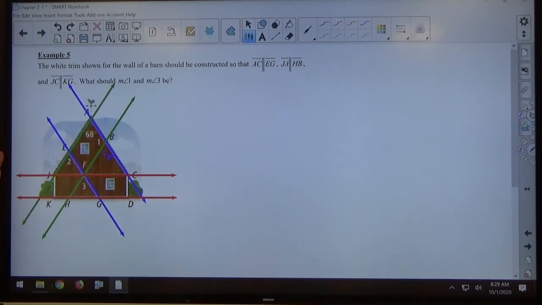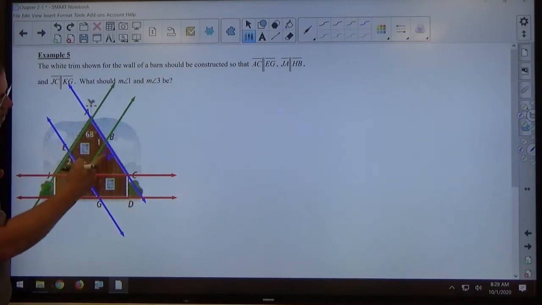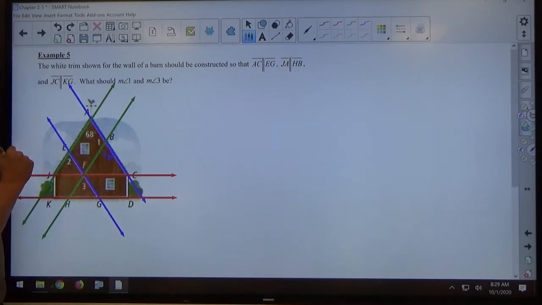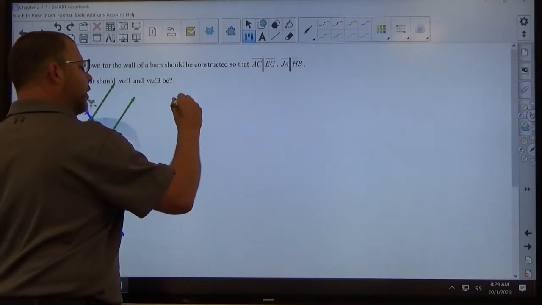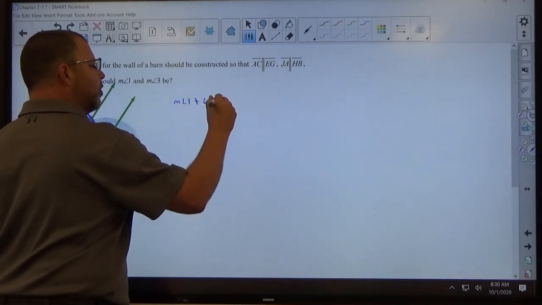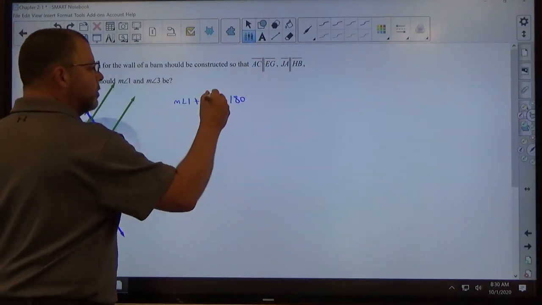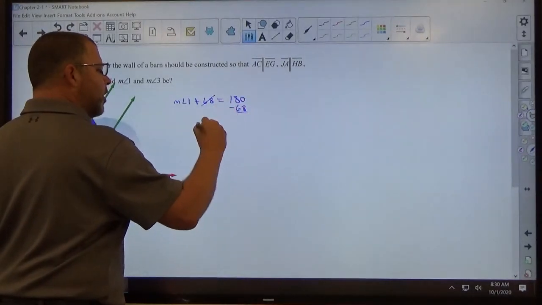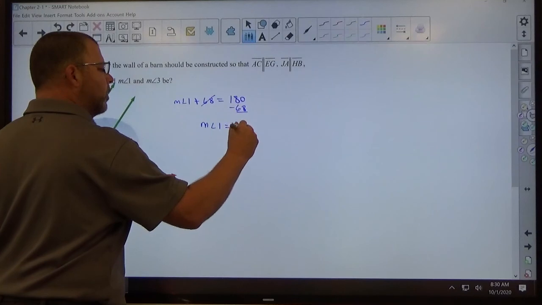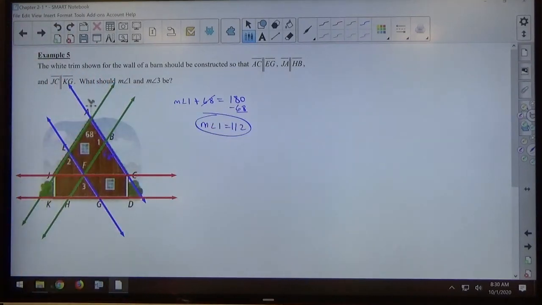Or even simpler, rather than thinking the words corresponding, alternate, interior, exterior, those things, if we go with the whole idea of acute, obtuse, all right? Can you see that angle 68 acute, angle 68 acute, angle 1's obtuse, right? So I know that measure of angle 1, that we don't know, plus 68 degrees should equal 180 because acute and obtuse add up to 180. So if I move the 68 over here and subtract, I'm going to get measure of angle 1 is 112 degrees. Find 1 and 3. So we found 1. All right. Moving on to 3.